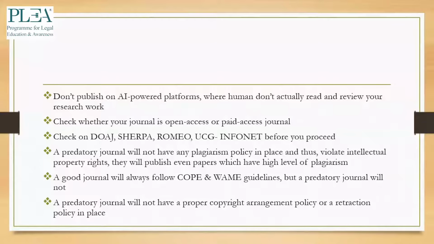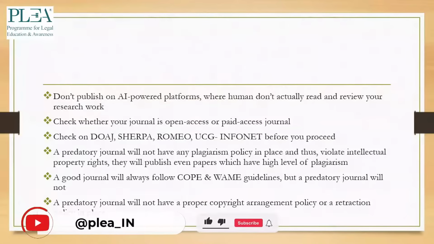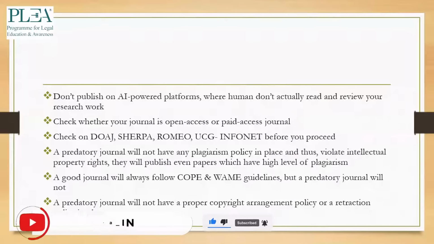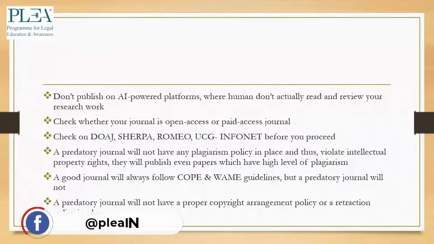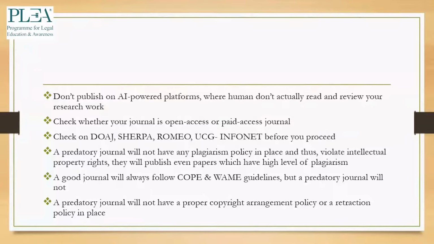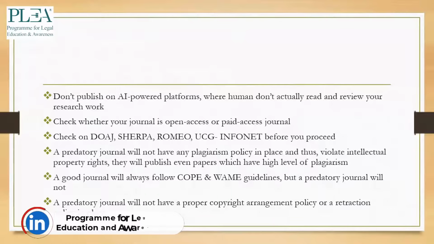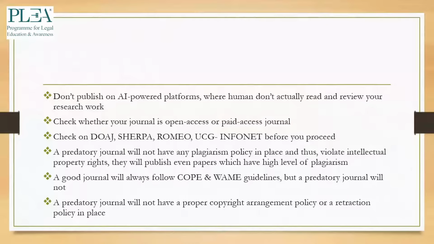A predatory journal will not have any plagiarism policy in place, and thus it will violate intellectual property rights. That is plagiarism, copy paste. If a journal is just publishing papers with high plagiarism, with high kind of similarity, high kind of copy paste, it is not going to be a good journal. Try to avoid such journals. What is plagiarism? We will discuss this tomorrow.